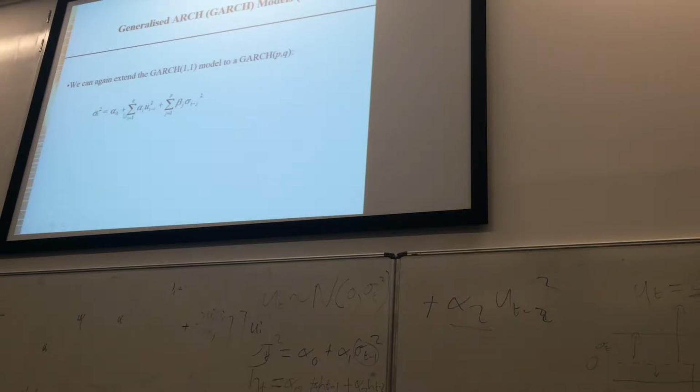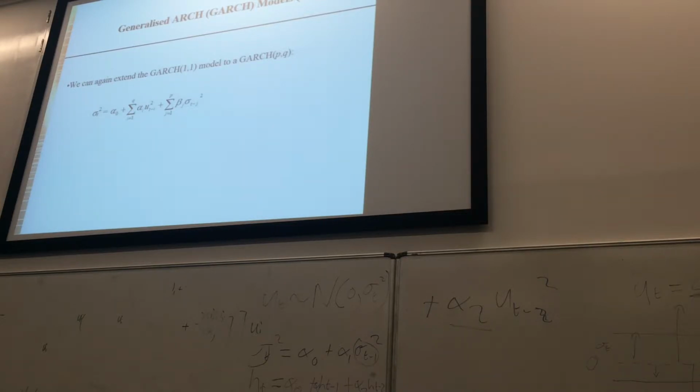And this summation here, it's just a shorthand notation. Instead of writing them all out, you could write out alpha 0 plus alpha 1 times u of t minus 1 squared plus alpha 2 times u of t minus 2 squared plus alpha 3 times u of t minus 3 squared. Or you could just write this summation from i equals 1 to 3 of alpha i times u of t minus i squared. So it's just a shorter way of writing the same thing. It's a shorthand.